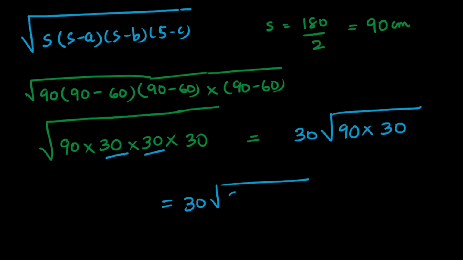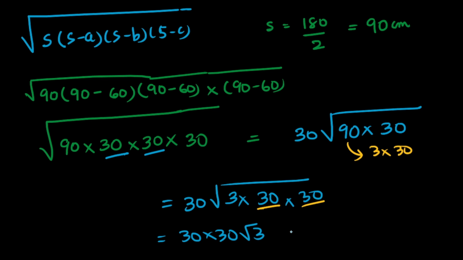So for that, 3 into 30 is 90, right? This 90, we can write it as 3 into 30. So I've written it over here. Then you have this root 30 over here, I'll write it over here. Again, you have root 30 into root 30, right? So we'll take 30 outside again. So 30 into 30 root 3. So the answer is 30 into 30, which is 900 root 3.